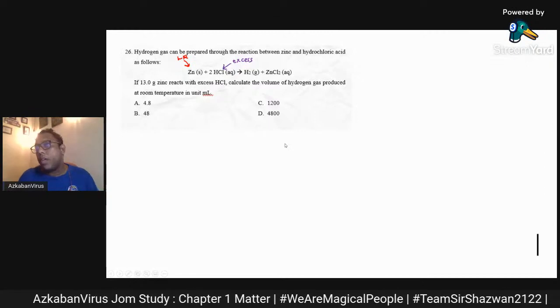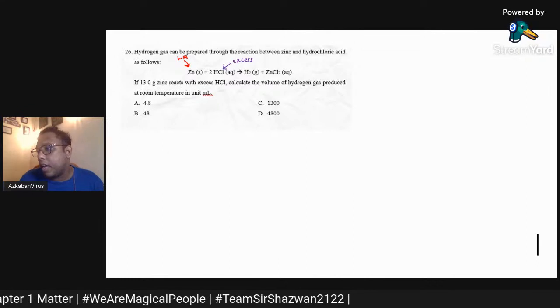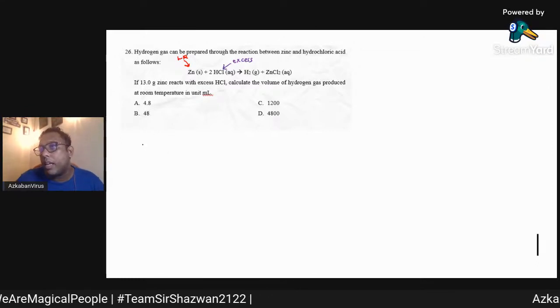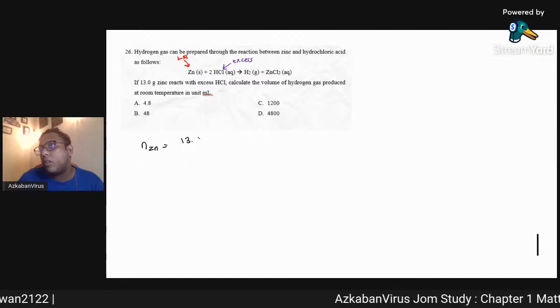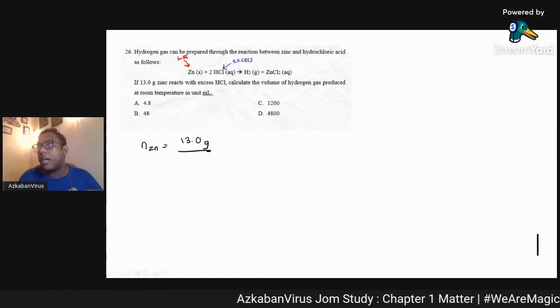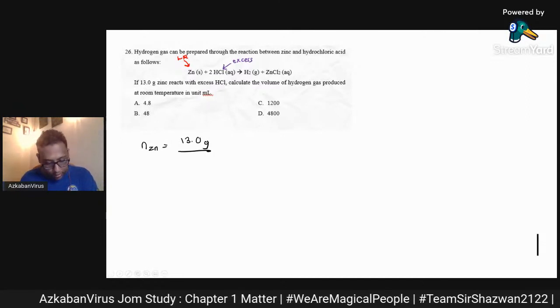Right, so from here, first thing first, kita calculate number of mole of zinc dulu. Okay, itu benda yang paling basic kita perlu buat. And zinc is equal to 13.0 gram divided by apa nama benda tu? Zinc adalah 65.4.